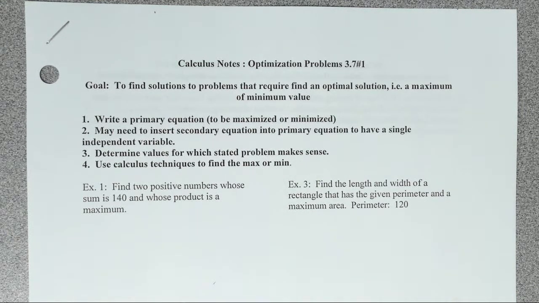Okay, so today we're going to be using calculus methods to do optimization problems. So it says to find solutions. This is our goal, to find solutions to problems that require an optimal solution. What's optimal mean? Best, yeah. So we want to find the best solution, the number that best works for the problem that's given.